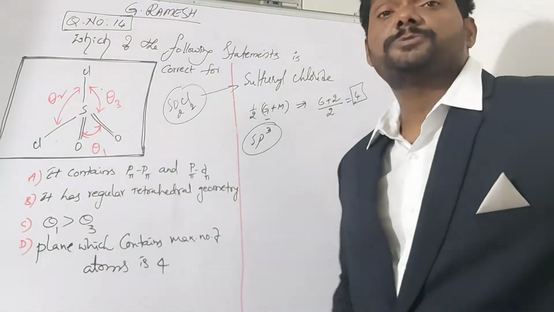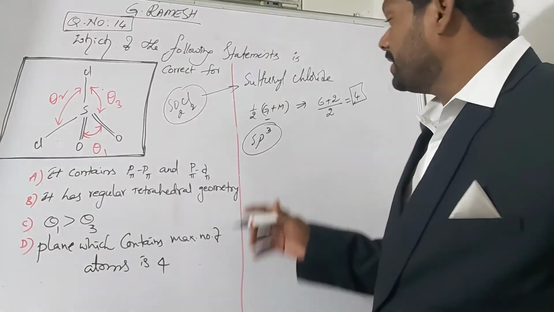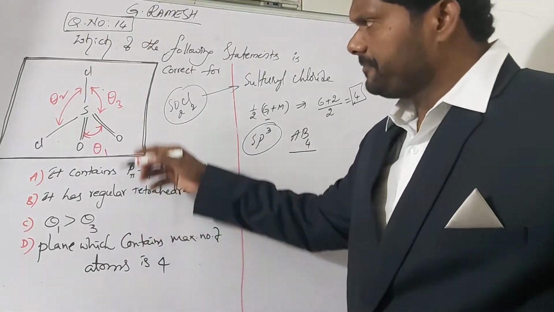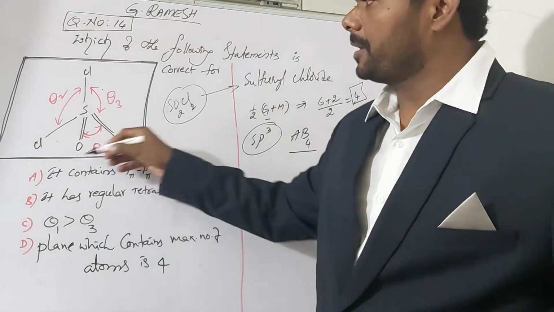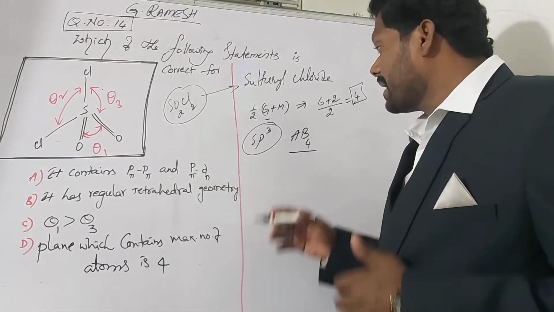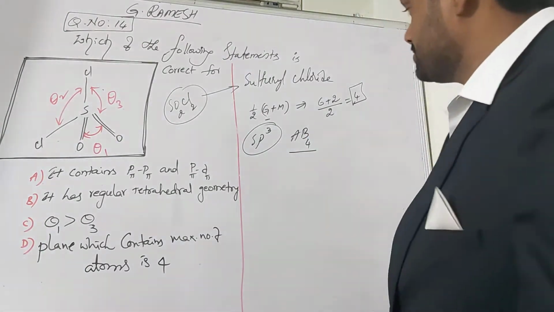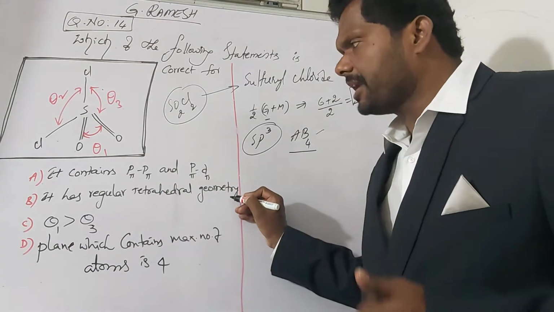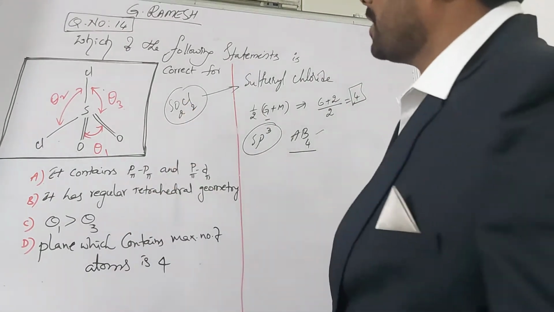Wherever you get 4, the number of hybrid orbitals is 4, and the hybridization will be sp3. Whenever the hybridization is sp3, it should be tetrahedral, if it is AB4. Yes, it is AB4, because the central atom is 1 and there are 4 bond pairs. Pi bonds are not considered as bond pairs, because hybridization involves the sigma bonds. So it is a tetrahedral geometry. It will be the right answer. Let's check the remaining options.